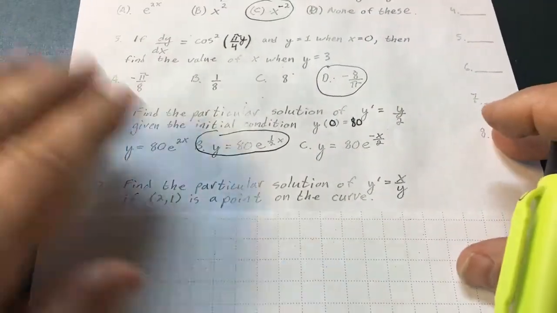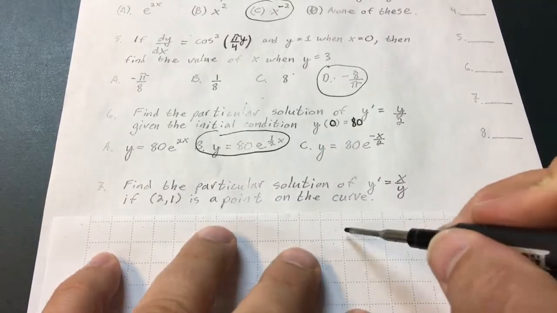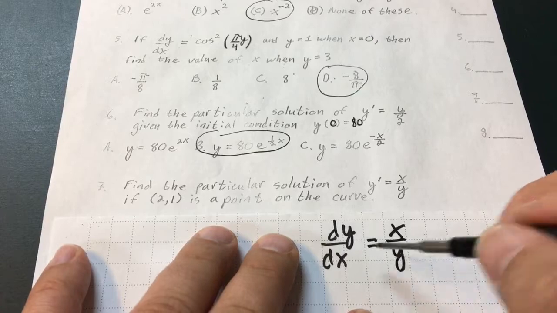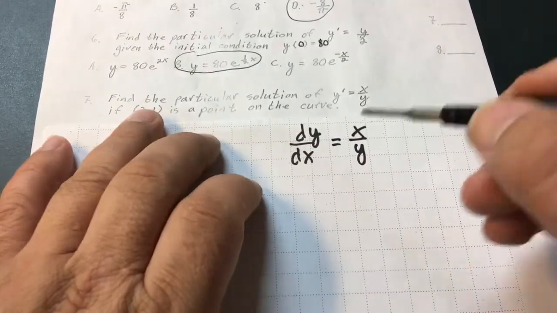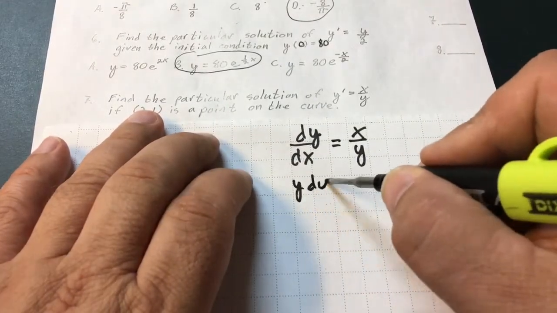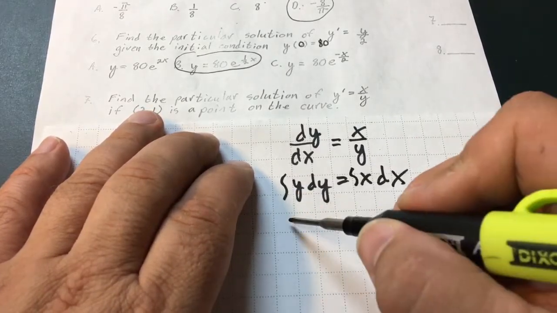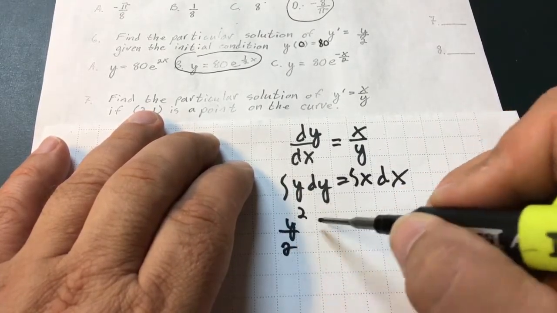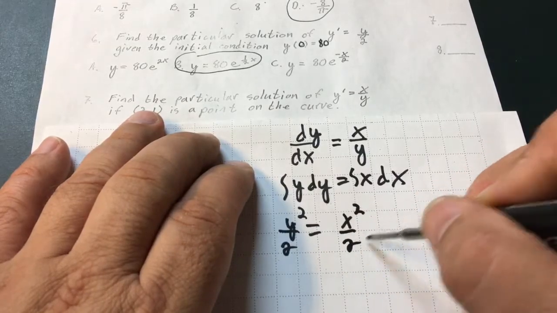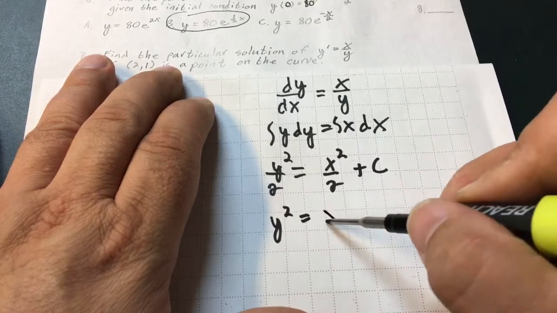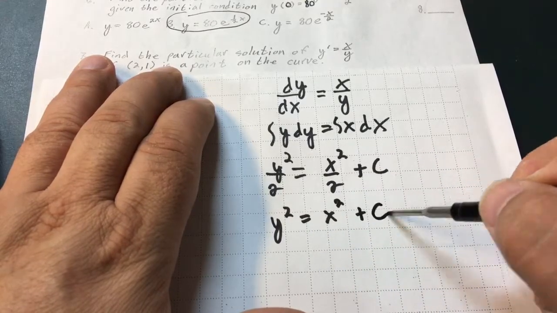Number 7. I want to find the particular solution, not the general solution, but first I have to find the general. So that's going to give me dy over dx, a representation of y prime, equals x over y. I'm going to multiply both sides by dx and multiply both sides by y. This is going to give me y dy equals x dx. And then I take the integral of both sides, and that's going to give me y squared over 2 equals x squared over 2 plus c. I'm going to multiply everything across by 2. This is going to give me y squared equals x squared plus 2c, or just c, it doesn't matter.